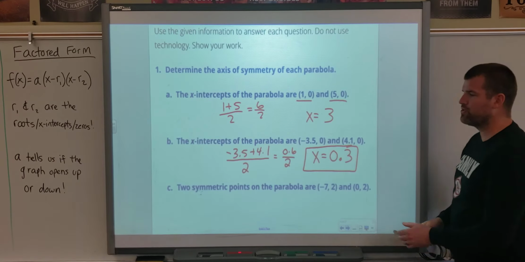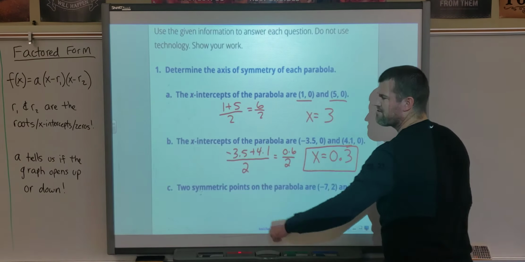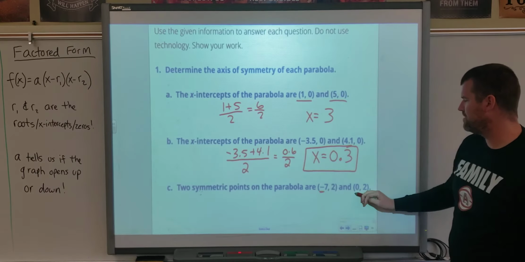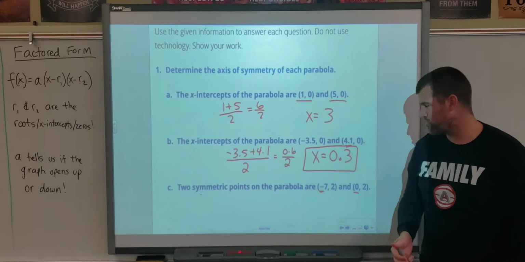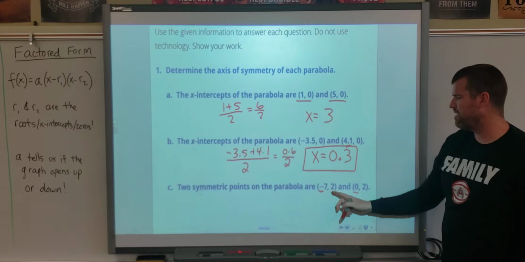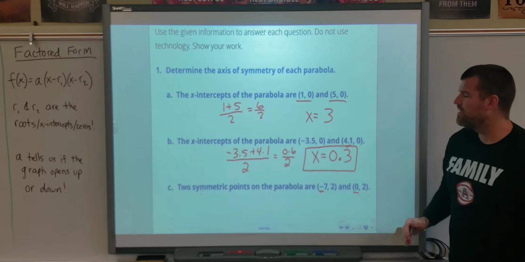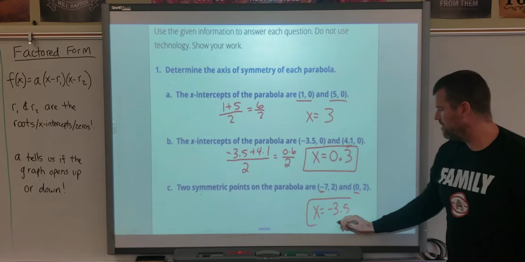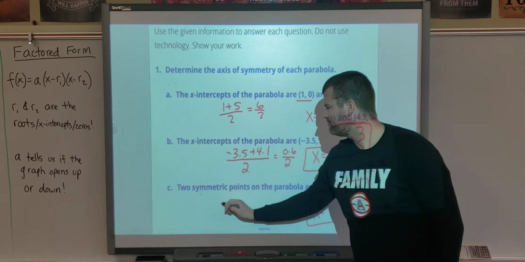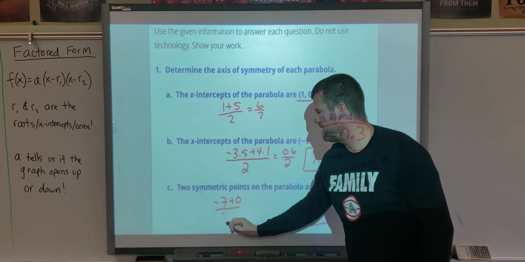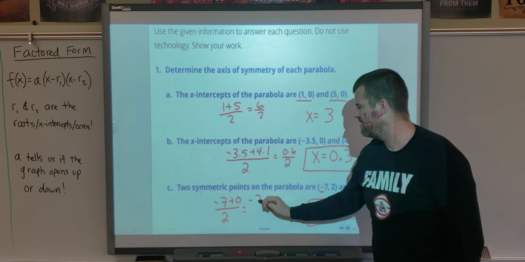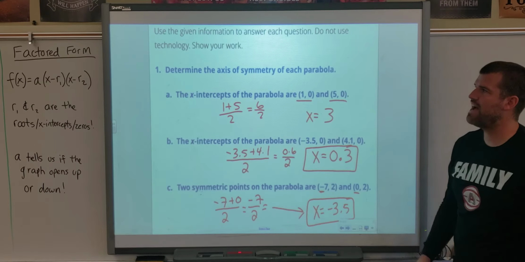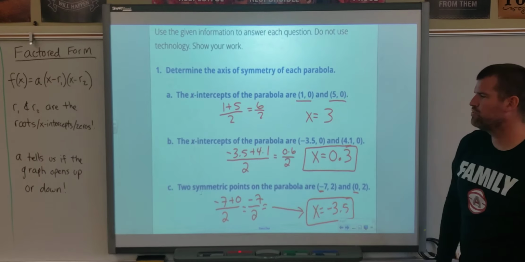If we're given 2 symmetric points instead of 2 intercepts, we actually just follow the exact same process because these x values are going to be the same distance from the axis of symmetry. So we could just ask what is halfway between -7 and 0. If you're not comfortable with doing that in your head, which is -3.5 by the way, you would just add your x's together and divide by 2. So you get -7 divided by 2, which is -3.5. So the axis of symmetry is always halfway between 2 symmetric points.